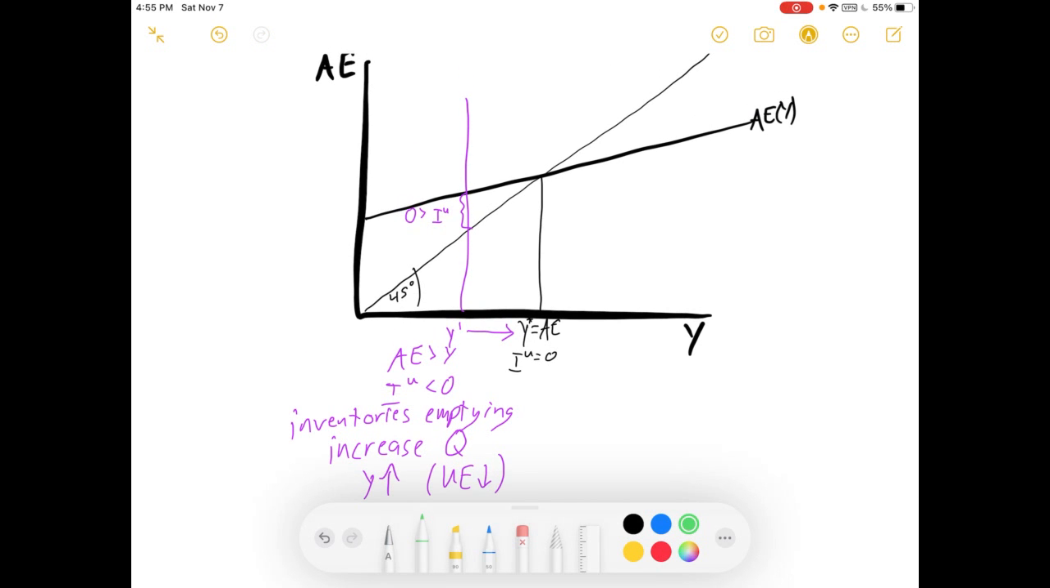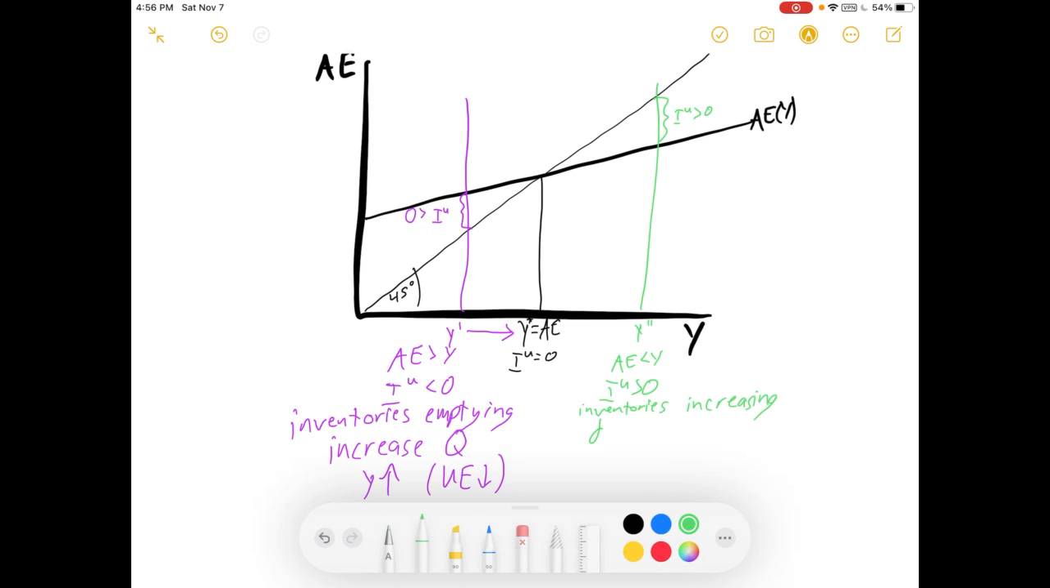Now, what about over here? We'll call it Y double prime, okay? Well, over here, we can see that aggregate expenditure is less than GDP, and the gap between them is also unplanned inventory investment, but in this case it's positive because GDP is higher than aggregate expenditure, which means our inventories are building up. Well, if you're running a store and your inventories are building up, what do you do?